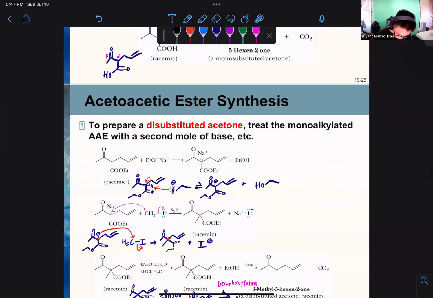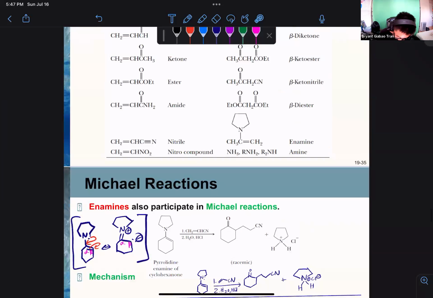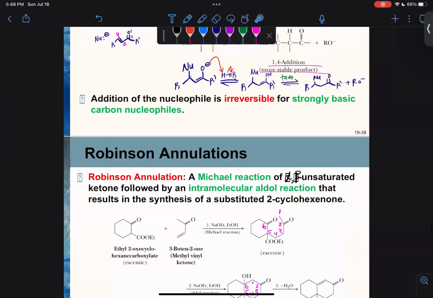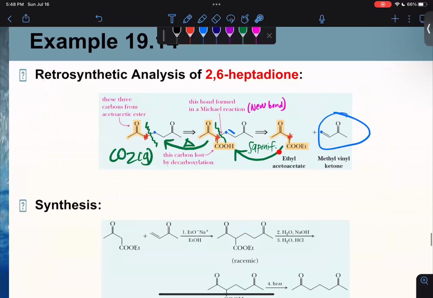Saponification. Yeah, saponification hydrolyzes an ester into a carboxylic acid. I could send the last chapter too if you want to go over saponification soon, Joseph. Okay.